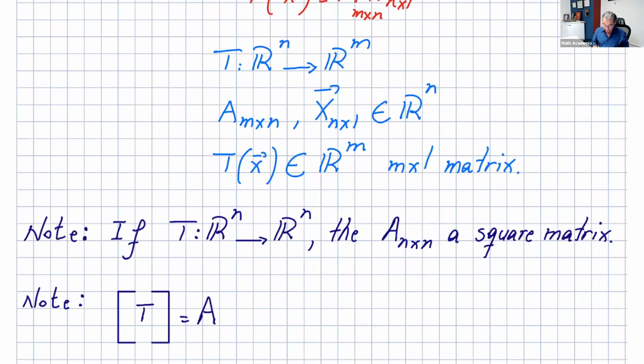Little note here: if T, the transformation, goes from Rn to Rn, then you are dealing with a square matrix, and as I said at the beginning of the lecture, that's called a linear operator. I did put a note here for you too. Sometimes instead of A, you're going to see this notation for the matrix. We also put it inside brackets, but that's the same thing as matrix A.